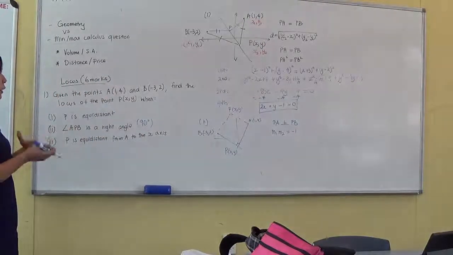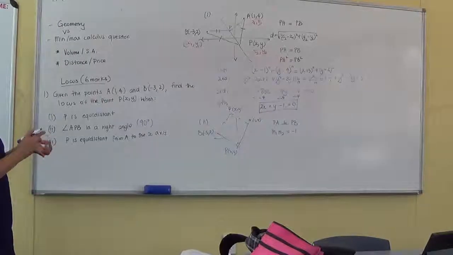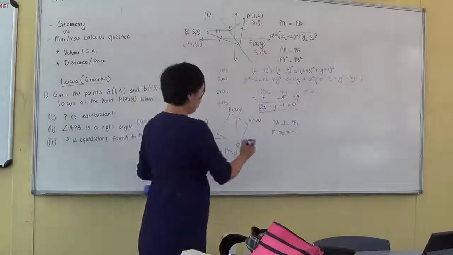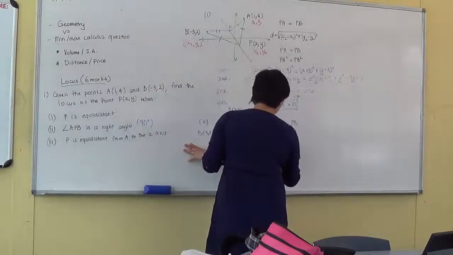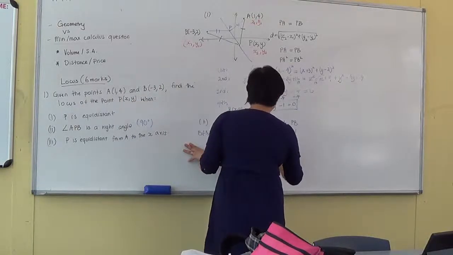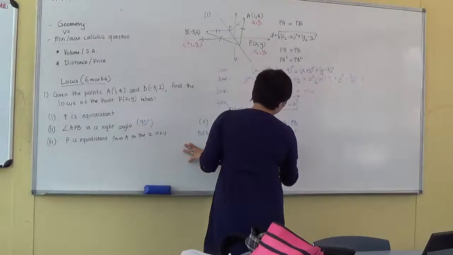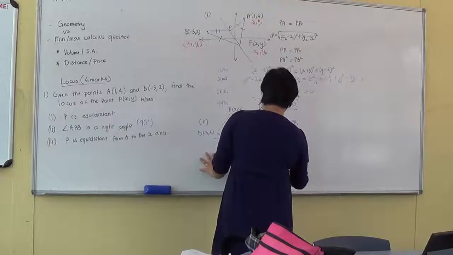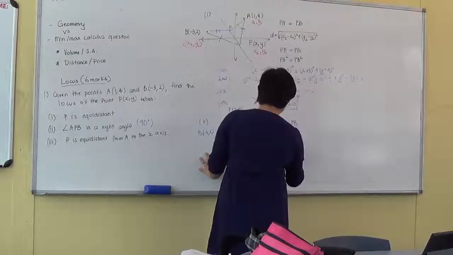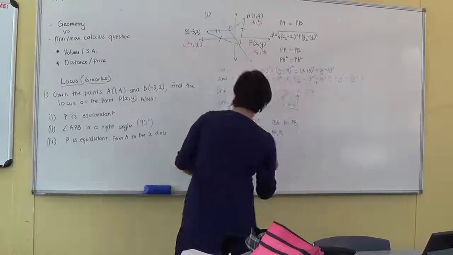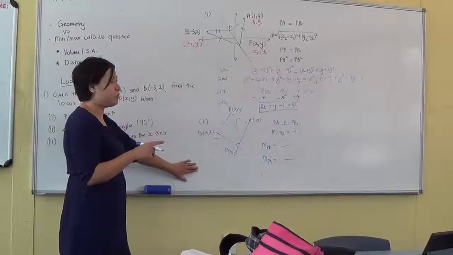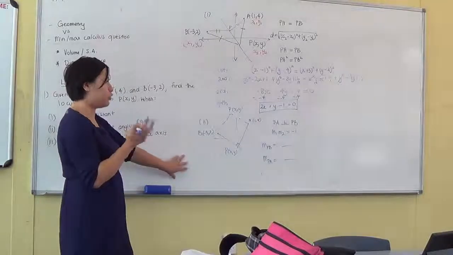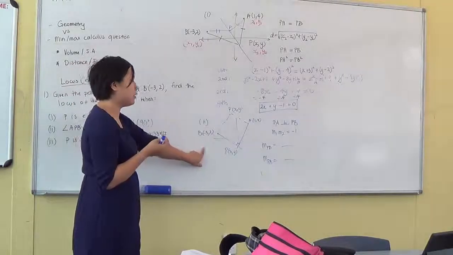They're keywords. So now what we'll do is find M1 and M2. M1 is going to refer to the gradient of PB, and the gradient M2 is going to be PA. Since P is variable, you're going to have two algebraic expressions.